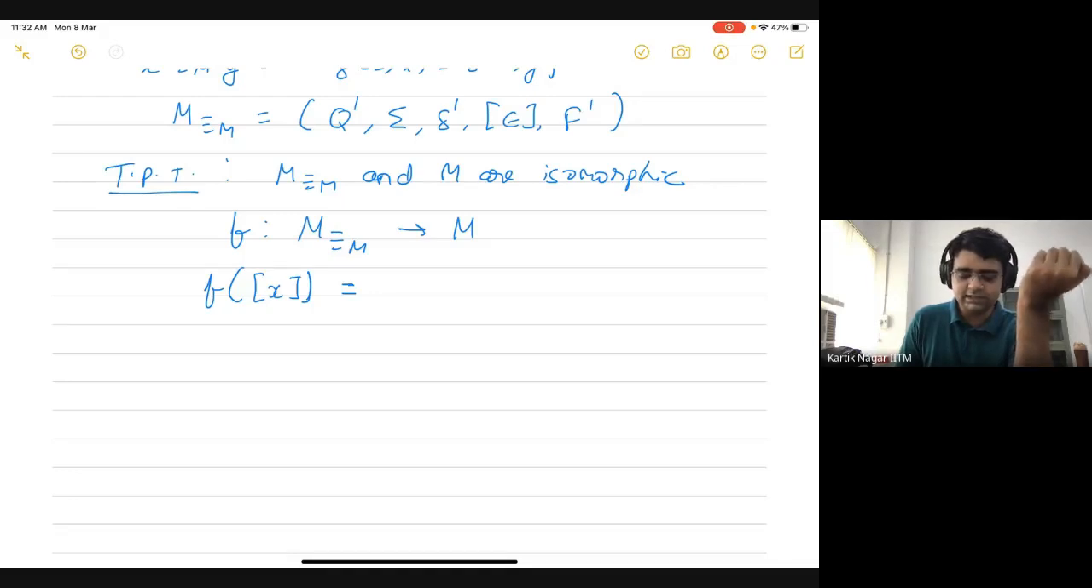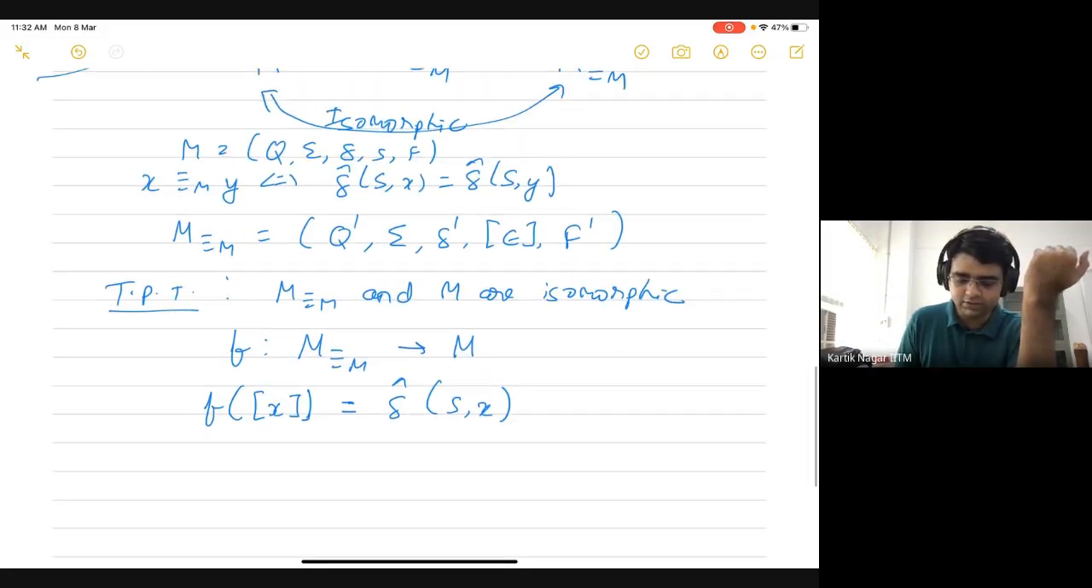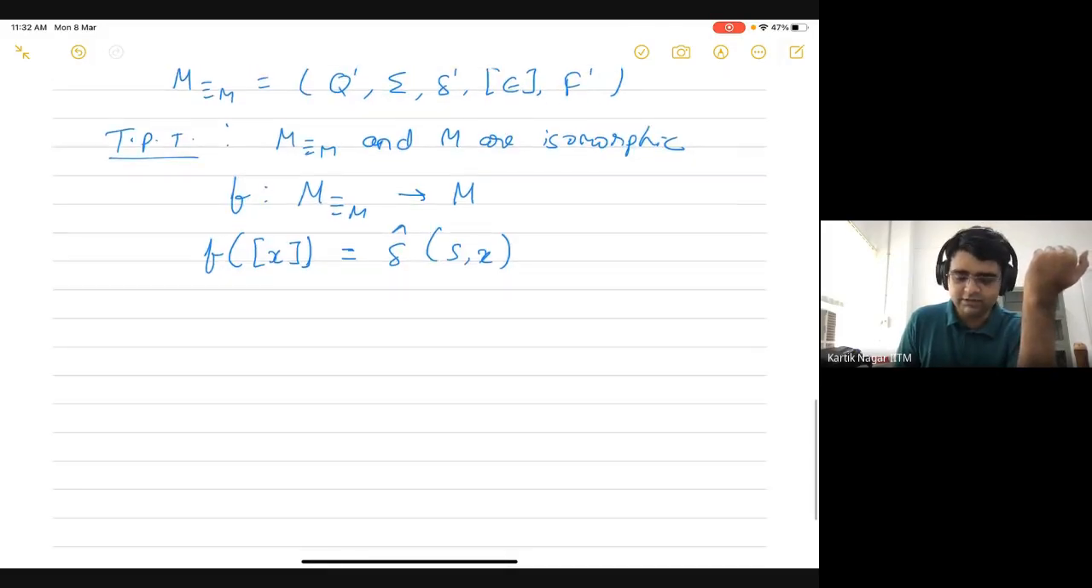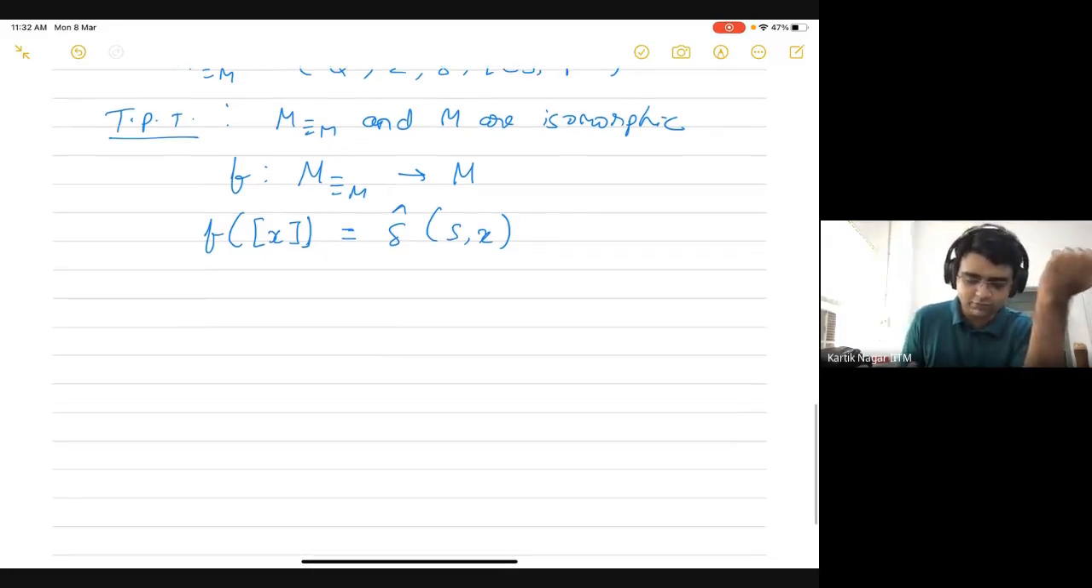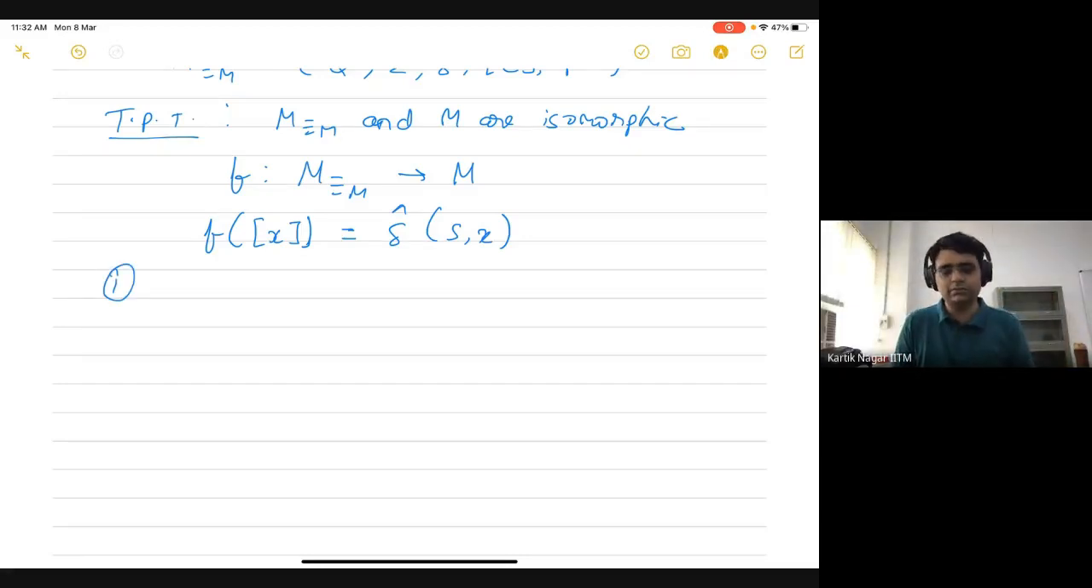So let's say I consider the equivalence class of some string X. Okay, so Vikram is saying it is delta hat of S comma X. Right? So let's write this down. So delta hat of S comma X. Okay, so this is going to be a state in the original DFA. And using this delta hat, so it's the transition function of the original DFA. Right. So this is how we have defined F. So F is clearly a function, right? But now we need to show the four properties, right? So the first thing that we need to show is that it is one-to-one and onto.